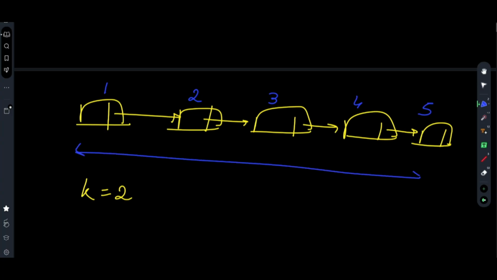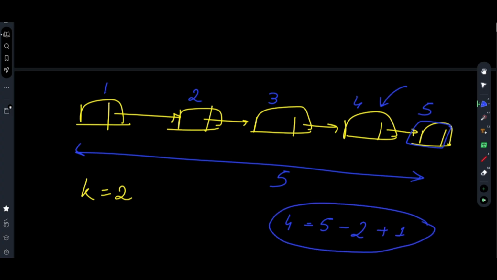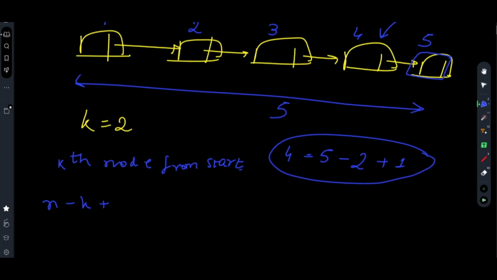So the total length of this linked list is 5. This is something that you have to find out. If the length is 5 and this is the second last node from the end, then what is 4? 4 equals 5 minus 2 plus 1. So using this observation, you can say kth node from start and n minus k plus 1th node from start, these two you have to swap.